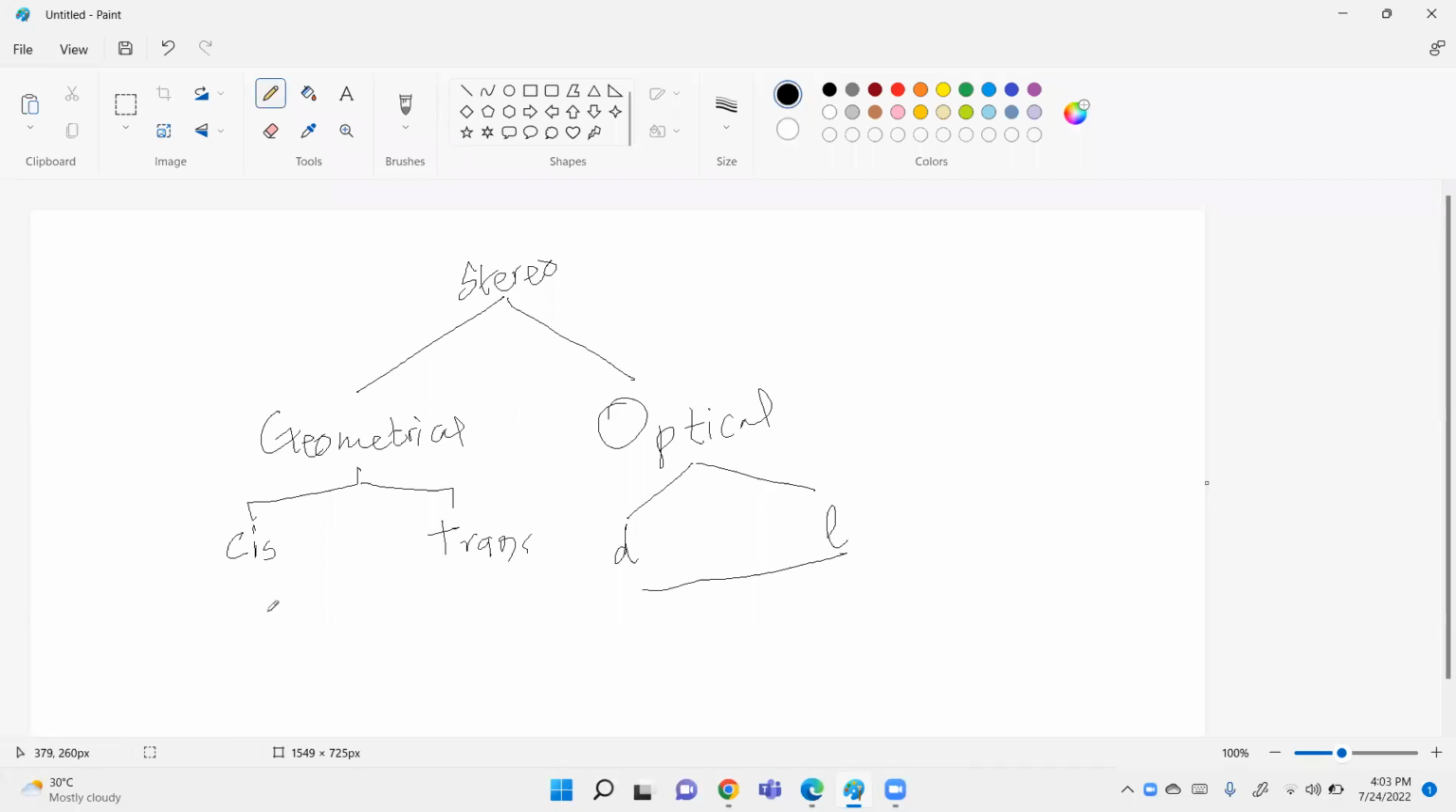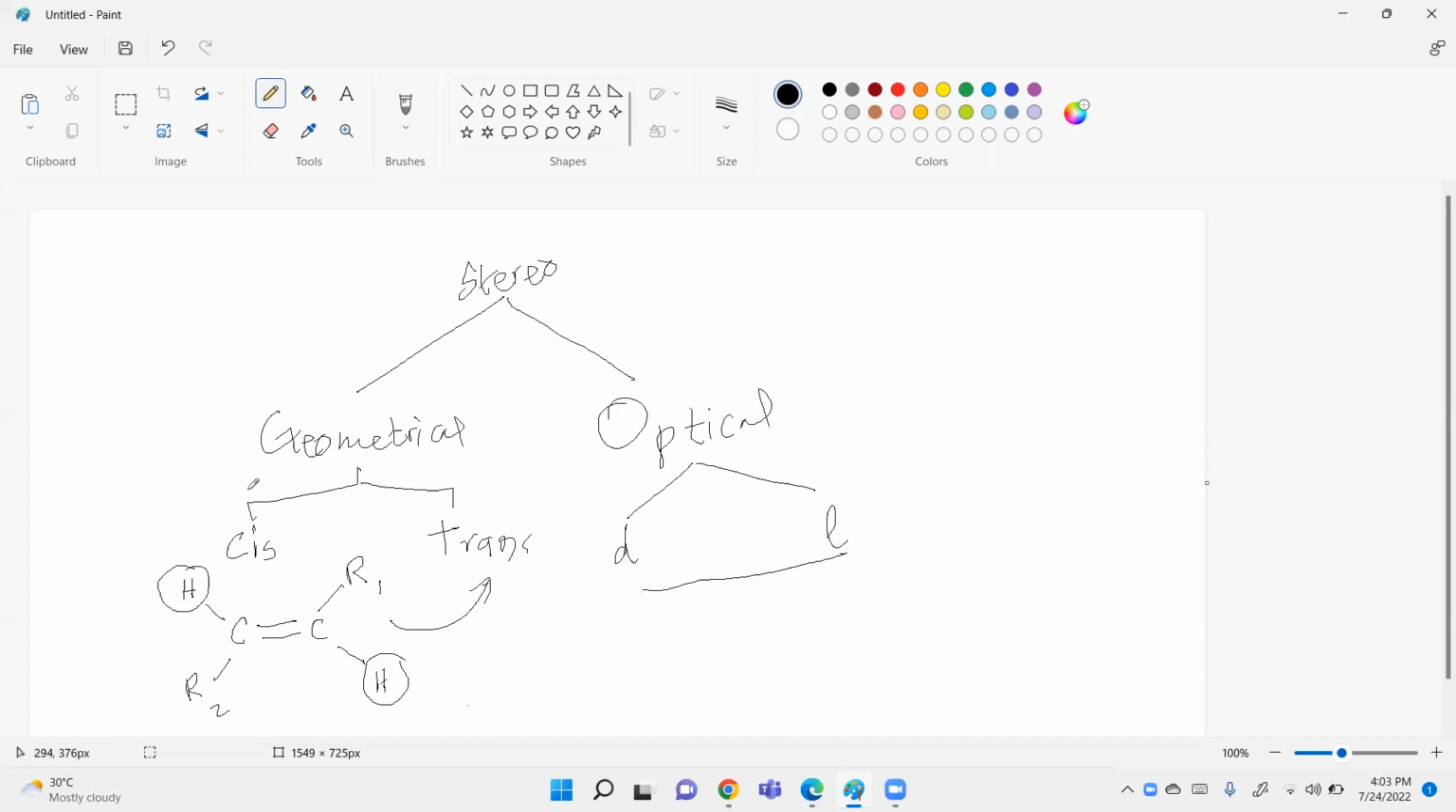For geometrical isomers, we have cis and trans. In these molecules, there is a carbon-carbon double bond. On either side, you can have similar groups, let's say this is R1. Here we can have R2. Here probably we can have just H. This is a trans molecule because the similar groups on each carbon atom appear far away from each other across the double bond.